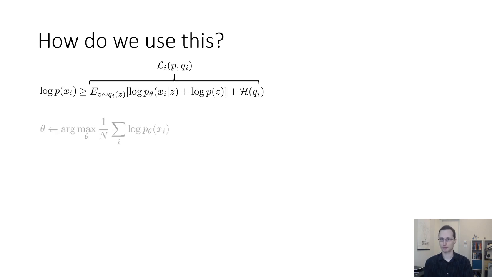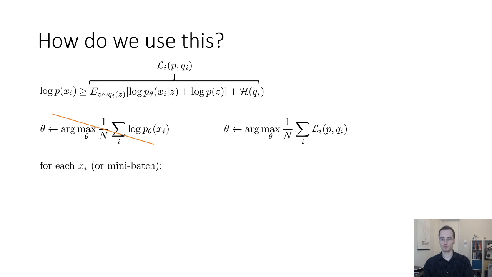Okay, how do we use this? Well, our goal is to approximately maximize log p theta of xi, but of course we can't do this exactly, so what we'll instead do is maximize the evidence lower bound Li. So here's how it'll work. For every xi in our data set, or in our mini-batch, so here xi's might be images, for example, we're going to calculate the gradient of the evidence lower bound with respect to the parameters of our model, with respect to theta. So the way we do that is we first sample a z from qi of z because we have an expected value.